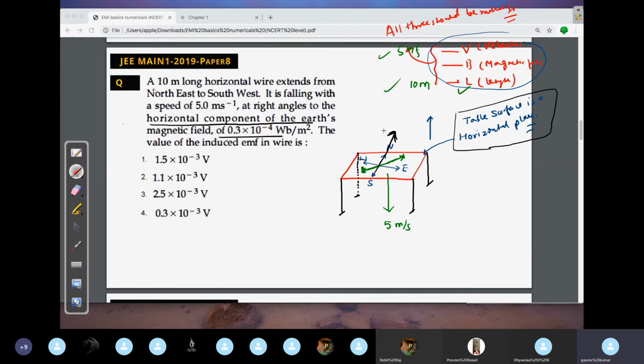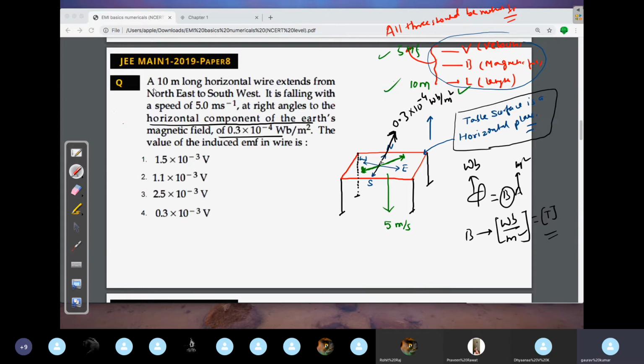This is given as 0.3 into 10 to the power of minus 4 Weber per meter square. That's correct as a unit for magnetic field. Why? What is flux? Magnetic field into A. So the magnetic field is Weber per meter square, so we can write the magnetic field as Weber upon meter square. There's nothing wrong in that, or you can write Tesla also. You can see that the dimensions of this and Tesla are both the same.